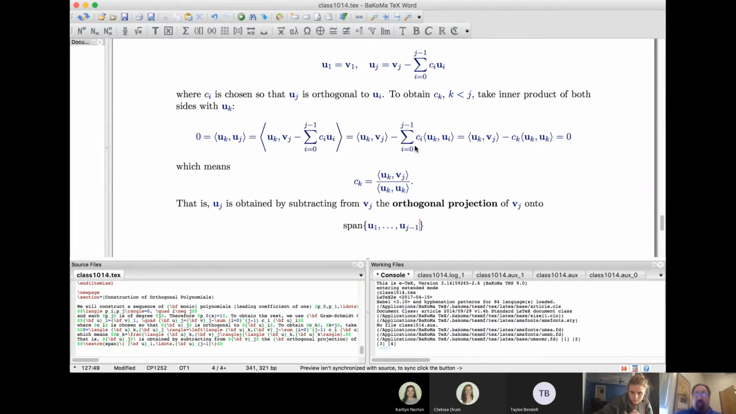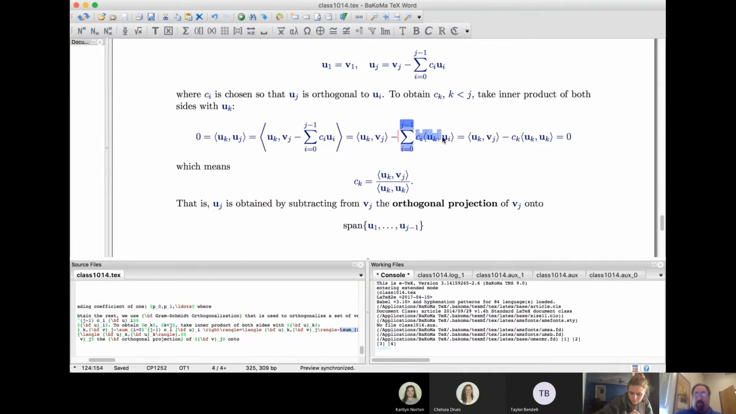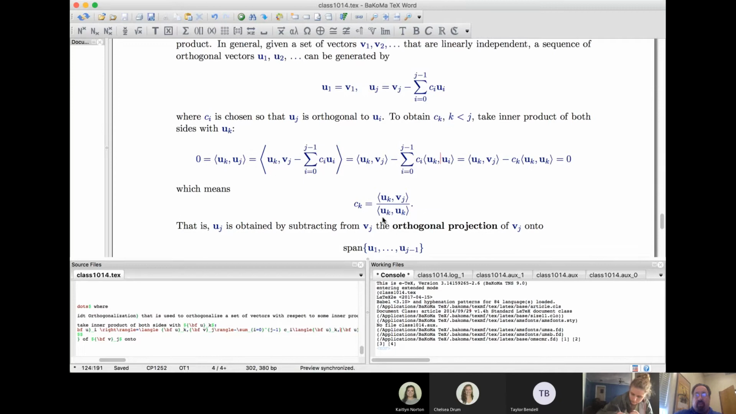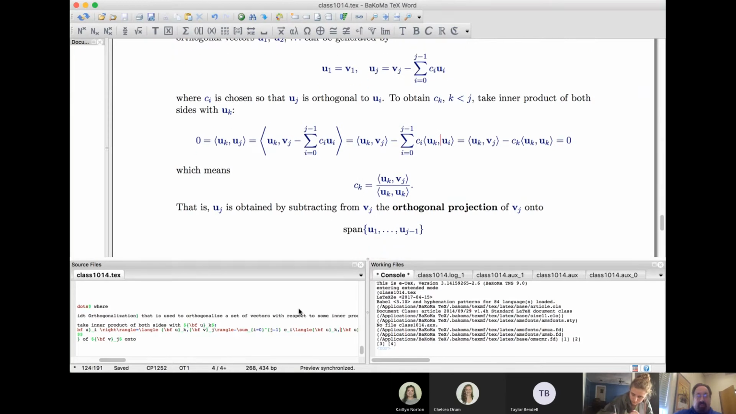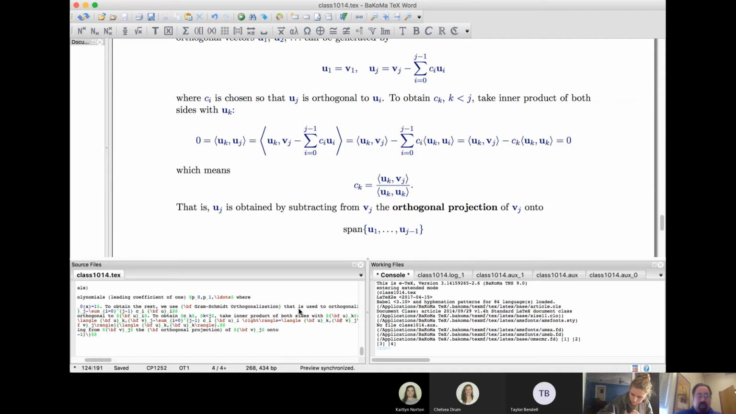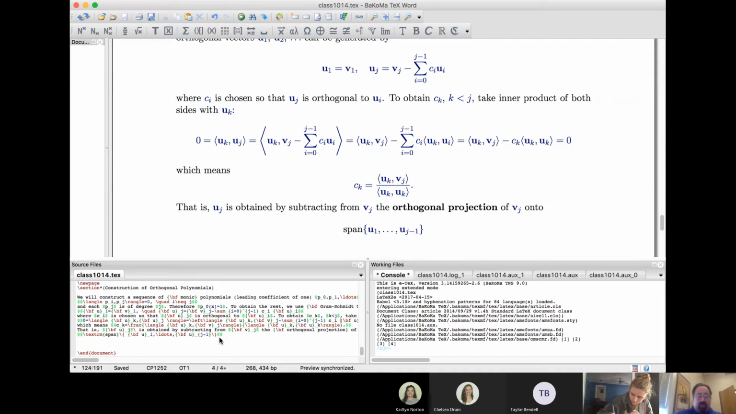Because what we see up here, if I fill in this formula right here, is we're expressing vj in terms of all the previous orthogonal vectors. You take that out, and you get the new orthogonal vector. So that's the way you take a sequence of non-orthogonal vectors and make them orthogonal. I want to use the same idea to get new orthogonal polynomials.